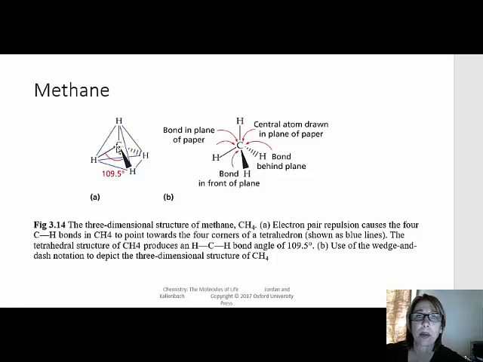Now, anytime a central atom has four electron pairs around it, doesn't matter whether they're lone pair or bonding, those electron pairs are going to orient to be as far apart as possible, and the way that they do that is through bond angles of 109.5 degrees. So carbon typically has four single bonds around it, and those single bonds will orient in angles of 109.5.